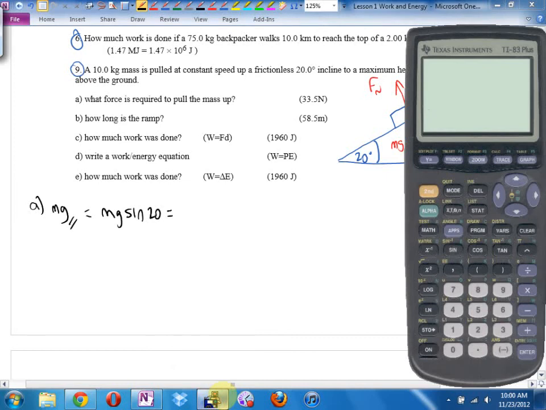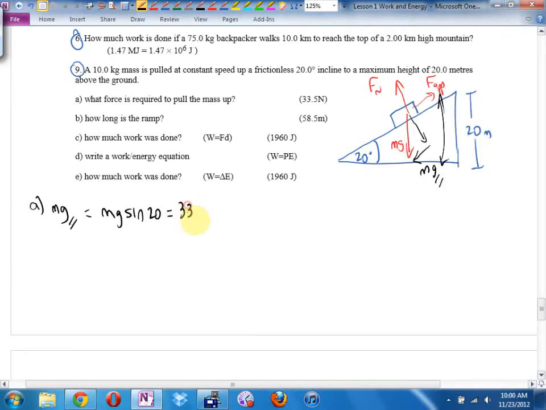It's going to be 10 times 9.8 times the sine of 20. 33.5. Is that okay so far? And that is force, in newtons.